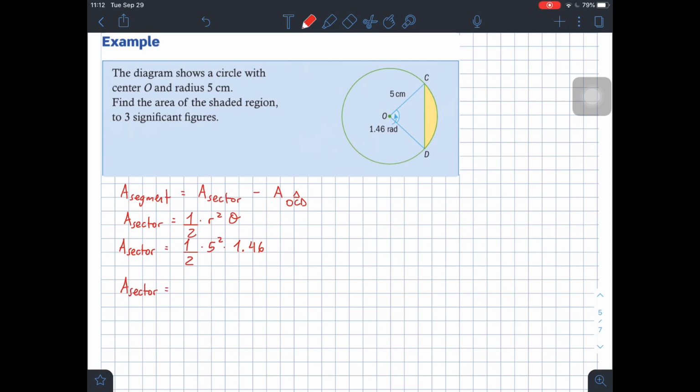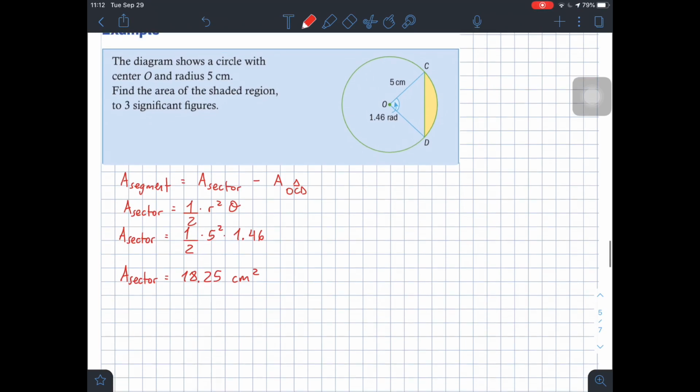We solve this using the calculator, and we would get a value of 1/2 times 5 squared times 1.46, which is 18.25 centimeters squared. So there we have the first part of what we need to find.